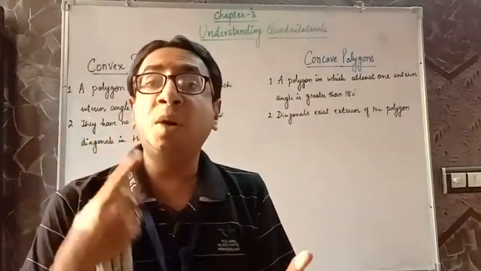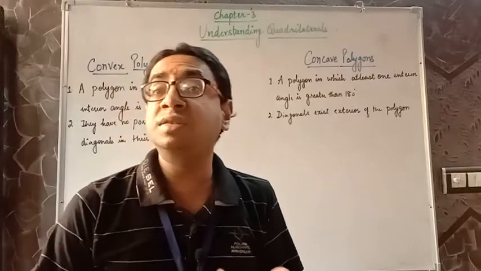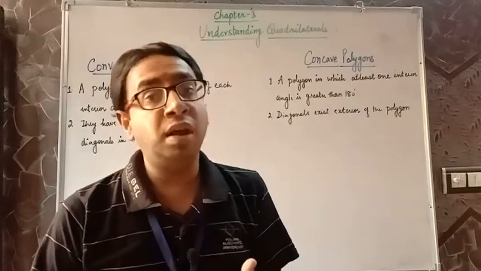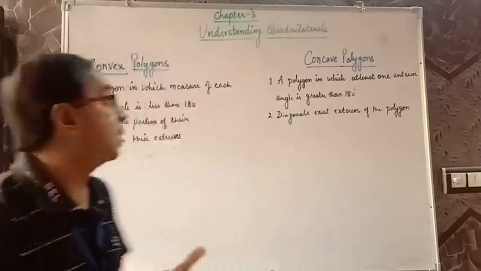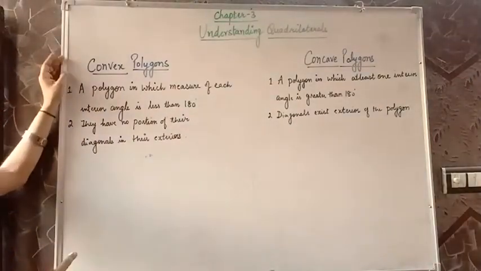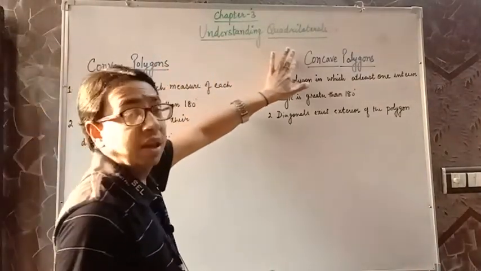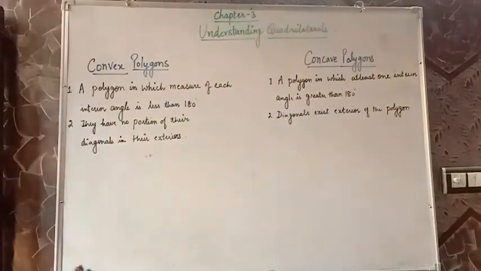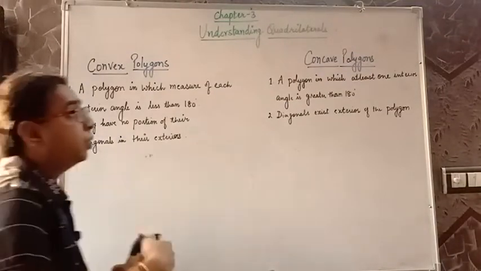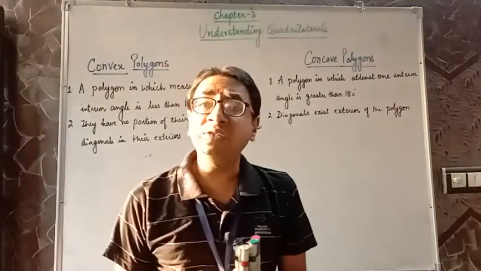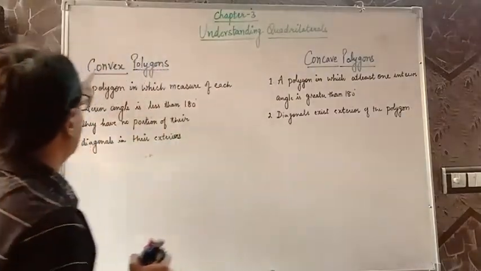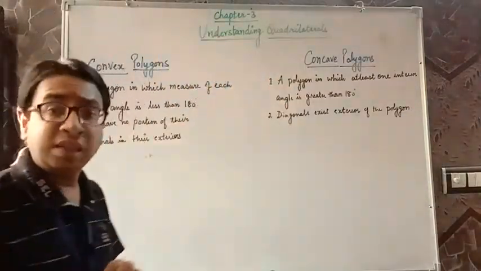We have discussed interior and exterior. We have discussed regular and irregular polygons. Today we'll be discussing the next important topic, that is convex and concave. If you are thorough with science, you already know about convex and concave mirrors.